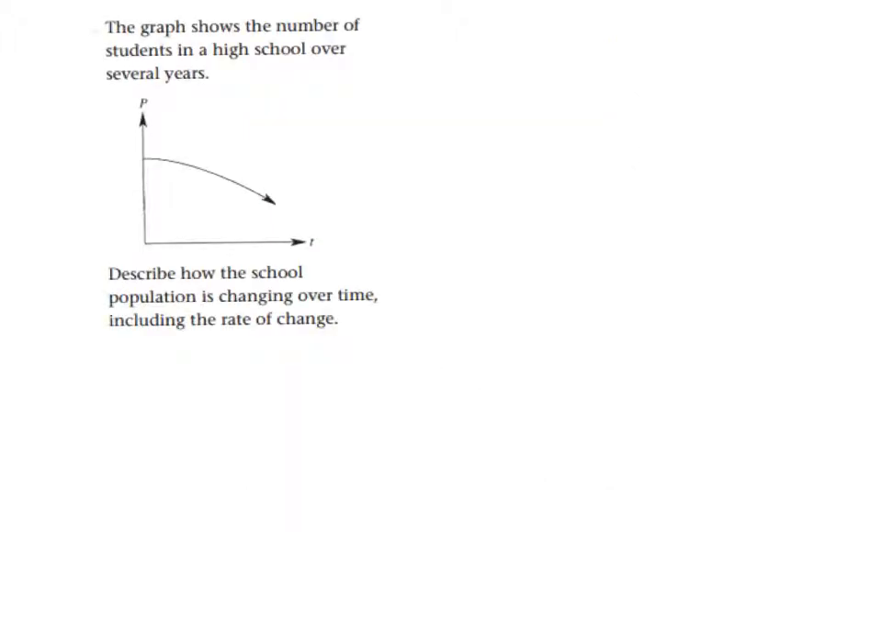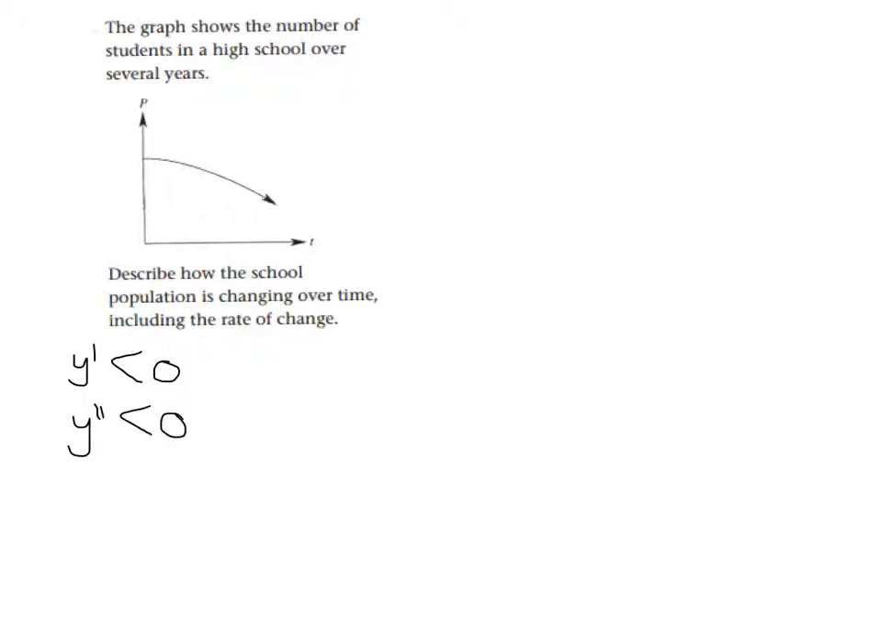Okay, and this one, they give you the graph and they want you to describe it. The graph shows the number of students in a high school over several years. Describe how the school population is changing over time and include the rate of change, or include the word rate at least. So if we do our two indicators, the first derivative is less than 0 because the curve is decreasing. And the second derivative, well, if we finish this curve out, it's a maximum. So I'll rub that out. So the second derivative is also less than 0.